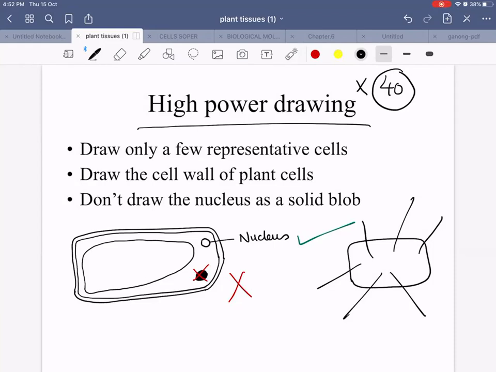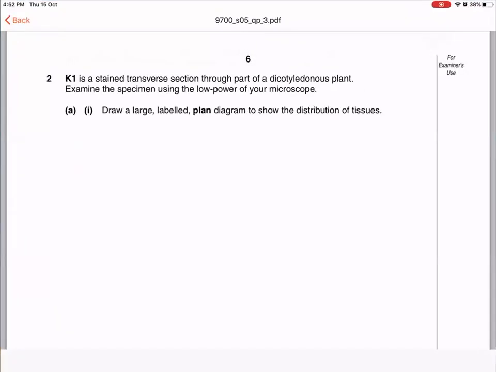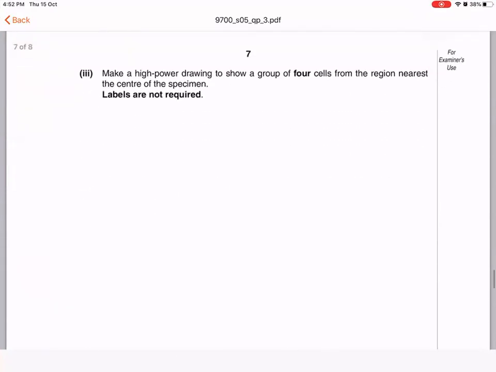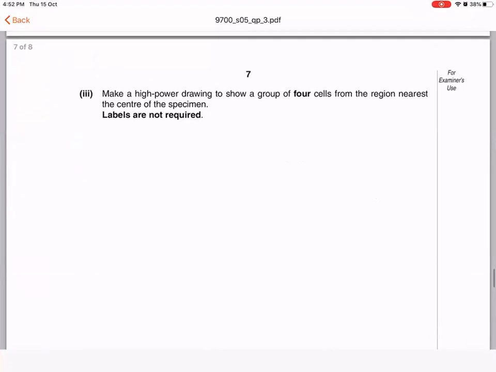Another thing is that, let me show you this past paper question and then you will have an understanding. For example, this is your page and you're supposed to draw a diagram over here. Let me go to this part. See, part 3 of this question tells you to make a high power drawing to show a group of 4 cells from the region nearest the center of the specimen. Just to explain, I'm not drawing 4 cells. Let's assume that one of the cells looks like this. Oh, sorry, I can't draw over here.